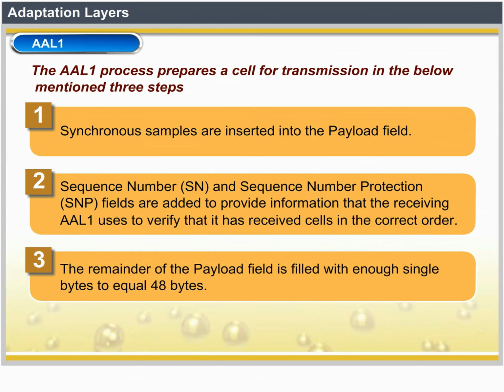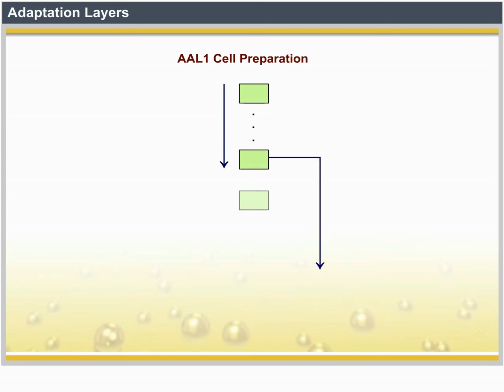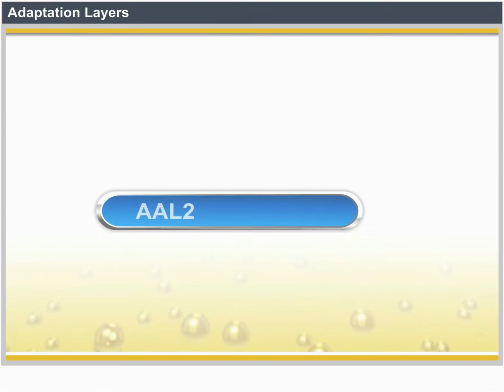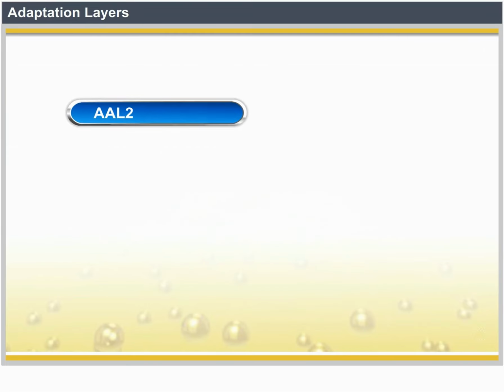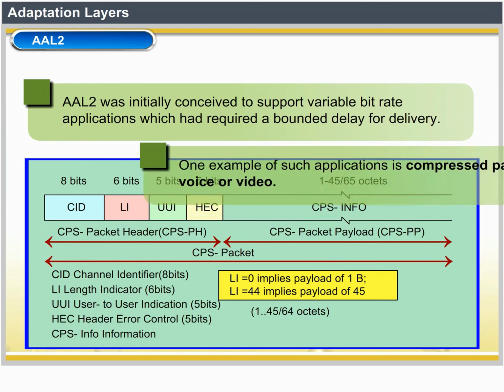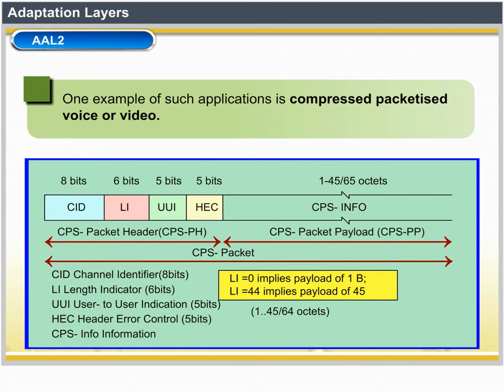Although AAL2 was conceived in early years of ATM development, it was not designed. So later, when ATM designers needed an AAL for voice traffic, they first labeled it AAL6 and then quickly relabeled it as AAL2. So today, AAL2 is used for carrying voice traffic and allows several small compressed voice packets to be packed in a single 48 byte cell payload.